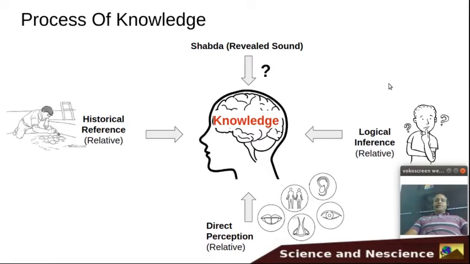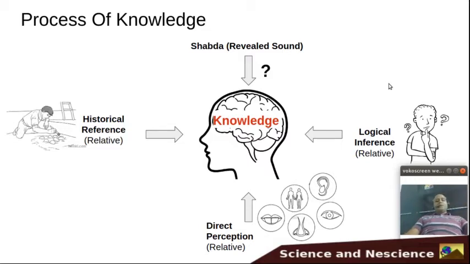And the next process is logical inference. It's basically deducing an inference based on logic. So for example, if you see smoke, then you infer that there has to be fire. So this comes under logical inference. Now, logical inference is also based on direct perception. First, you have to perceive that there is smoke, and then you logically infer that there should be fire, which is producing the smoke.